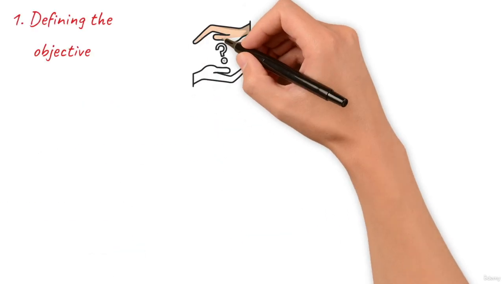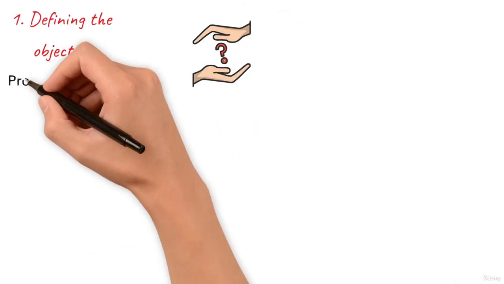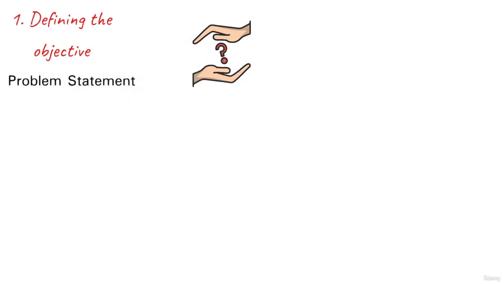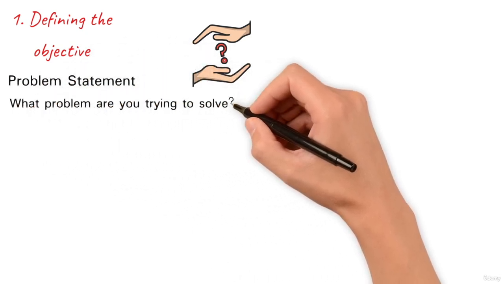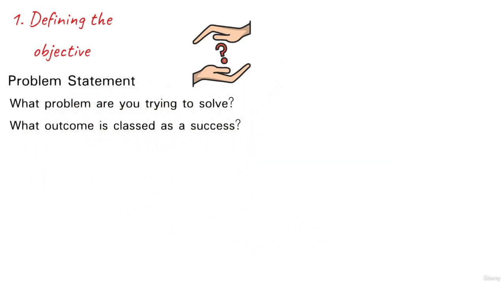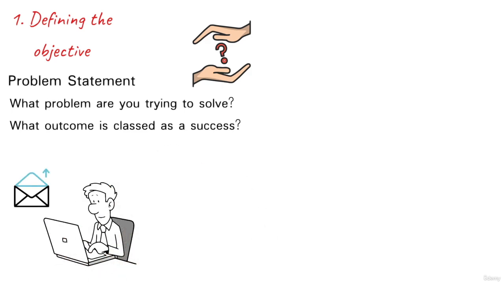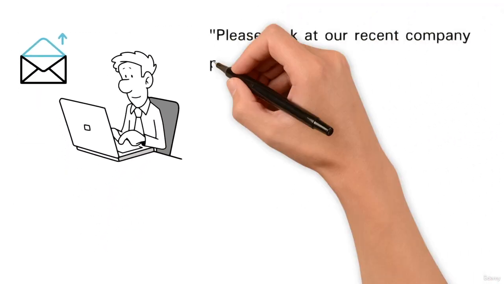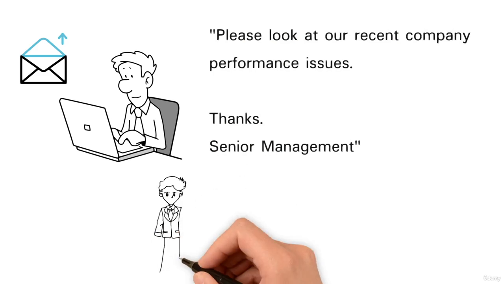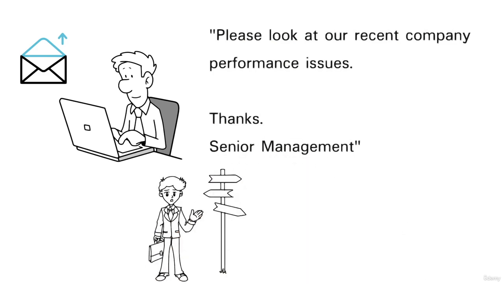First off, we need to define our objectives and problem statement. So what problem are either you or your manager trying to solve, and what outcome would be classed as a success? As an example, let's have a look at a common email you might receive from your manager. This question doesn't help us at all with getting a clear idea of what the issue actually is.